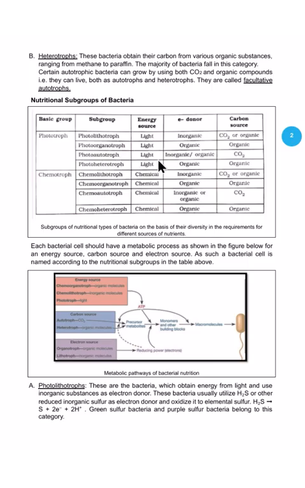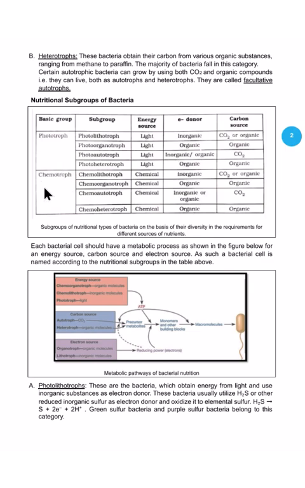Photoautotrophs use light because they are all photo, so they use light as a source of energy, inorganic or organic as electron donors, and carbon dioxide, which is an inorganic compound, as carbon source. Photoheterotrophs use light, they use organic as source of electrons, and organic also as source of carbon.